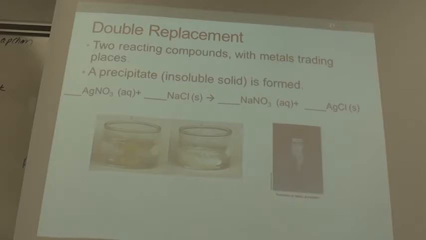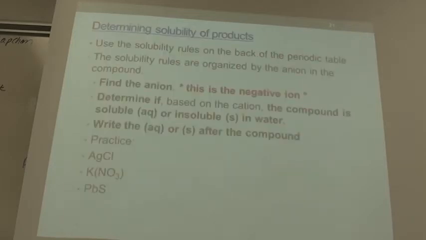And frequently the end result of a double replacement reaction is a precipitate is formed. A precipitate is an insoluble solid, and we use the abbreviation S to mean a precipitate or insoluble solid has been formed. Your job today will be determining whether something is a solid or an aqueous, which means dissolvable, compound.